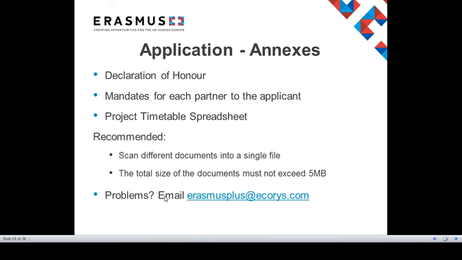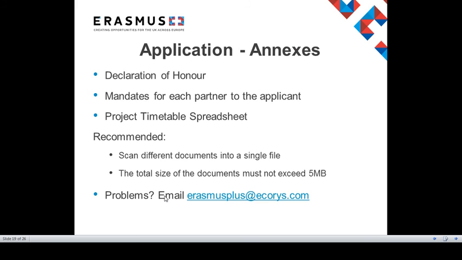The following documents must be annexed to the application form and signed as described in the FAQs on the Erasmus Plus website. The Declaration of Honour, signed by the legal representative mentioned in the application form, the mandates of each partner to the applicant, signed by both parties' legal representatives, and with information identical to the information about the partners in the application form, as well as the project timetable template. We recommend that you scan different documents together into a single file.